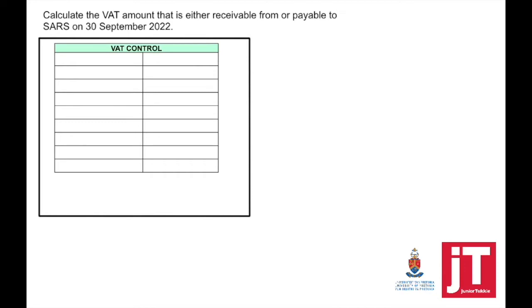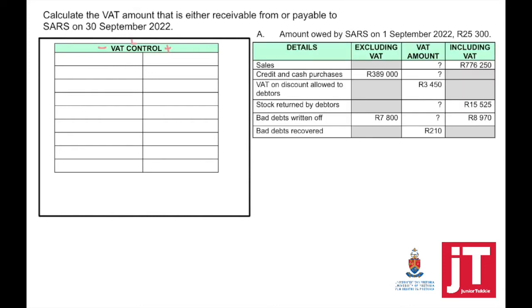Now, when asked to calculate the VAT amount payable or receivable from SARS, it doesn't matter how you show your answer. If you would like to do a T account, you may open up the VAT control account as a T account. No details will be required. If you prefer having output VAT and showing all the transactions related to the output VAT, and then input VAT, and then do the calculation, it's 100% correct. If you prefer just saying plus or minus, also 100% correct. I prefer to do a VAT control account, a T account.